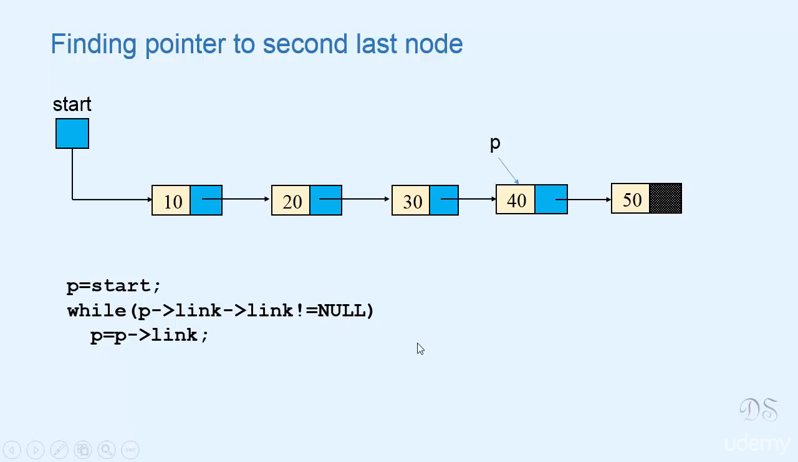So this loop will stop when this p link becomes null, and this p link will become null when p is pointing to the second last node of the list, because p link is this and p link is this. So when this loop stops, p will be pointing to the second last node of the list.